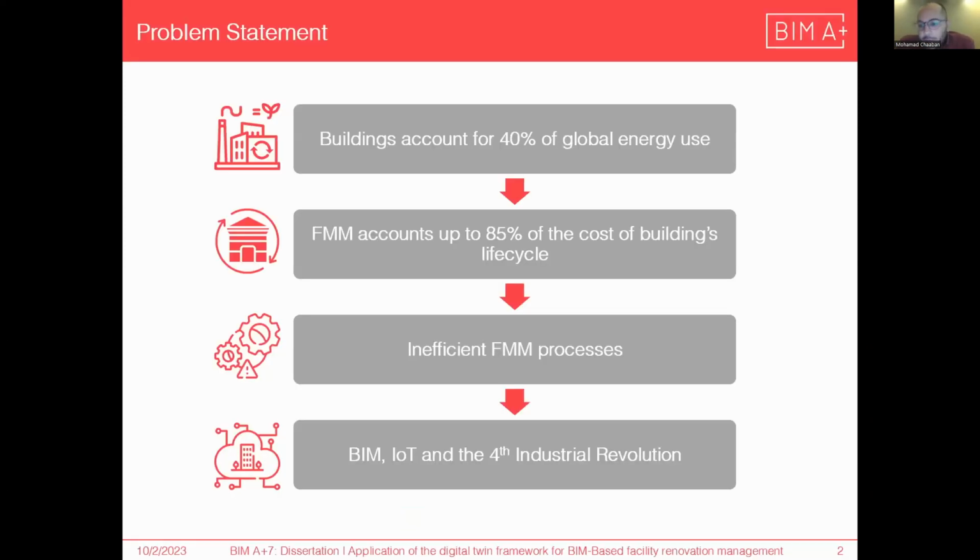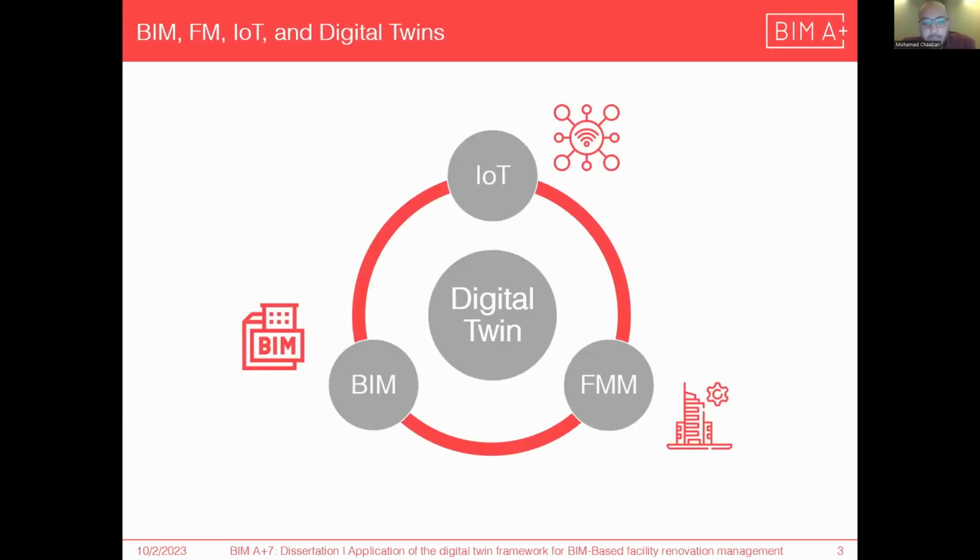So to start with the problem statement, we all know that buildings occupy a huge amount of the global energy use, around 40%. And specifically the operation phase, which is the facility maintenance and management phase, takes up around 85% of the cost of a building's life cycle. This has exposed a lot of inefficiencies in the maintenance processes and has pressured the industry to figure out a more efficient way to do things, which has prompted leveraging the fourth industrial revolution, using the power of BIM and IoT to create workflows that enhance this kind of work.